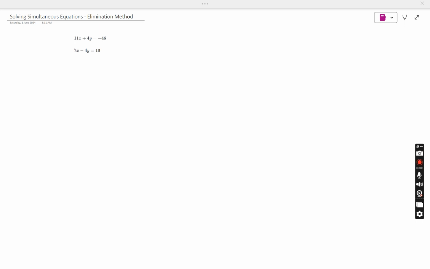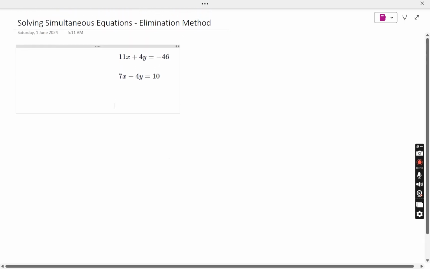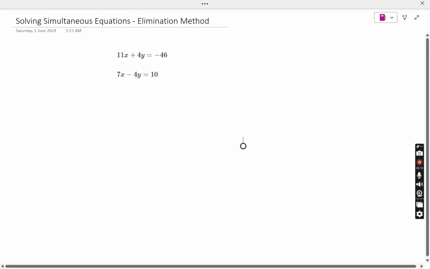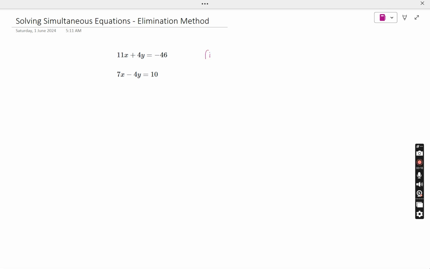We'll be solving this simultaneous equation using the elimination method. So I've got two equations here. First step, I'm going to label these. So this one is equation 1 and this one is equation 2.